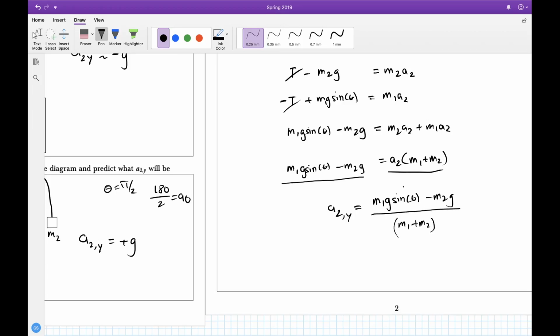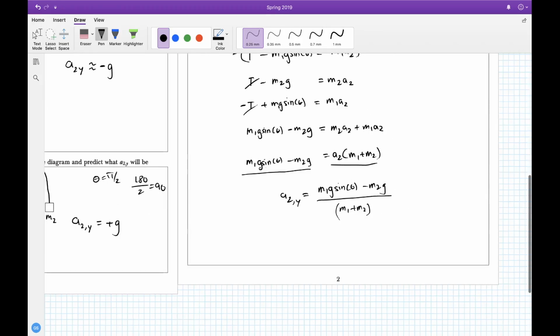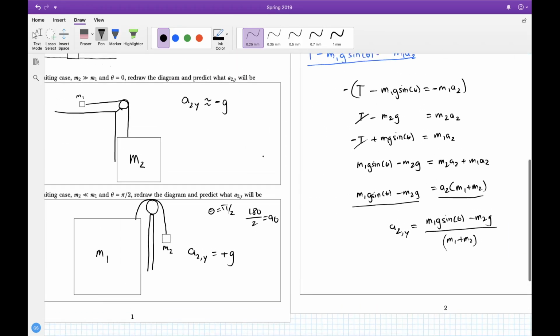Now, my hand is killing me. Let's see what we can pull out from here. Let's see what limiting cases we can test out now. Now let's check to see if these two limiting cases on the left side make sense.